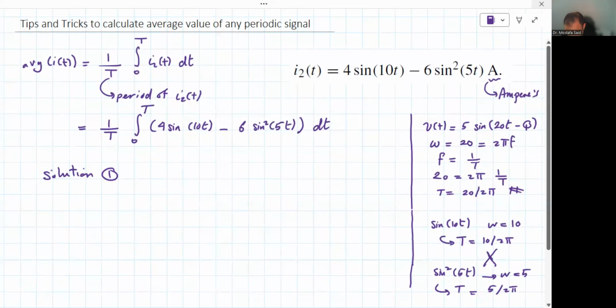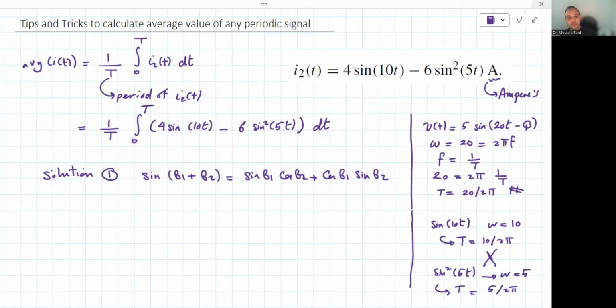So in solution one, we're going to convert sine 10t into an equivalent expression, which will also be a sinusoidal wave, sine or cosine, but with 5t, not 10t. Let's see. We know that sine of theta 1 plus theta 2 equals sine theta 1 cosine theta 2 plus cosine theta 1 sine theta 2. Okay, we know that equality. Good. How can we apply it here?